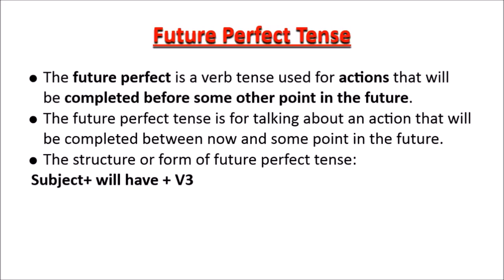Look at the next point. The future perfect tense is for talking about an action that will be completed between now and some other point in the future. So what does it denote? It denotes an action that is taking place between now, which means present, and some point in the future. So the action will happen only from present till some point of time in the future.